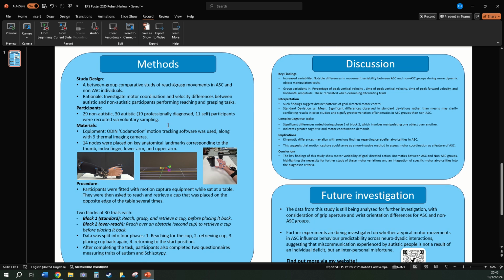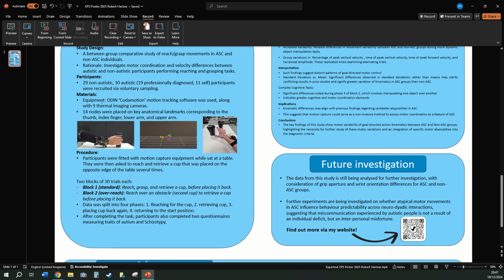So what did we do? We did a between-group comparison of reach and grasp movements between autistic and non-autistic people. We're looking at motor coordination and velocity differences. Our participants consisted of 29 autistic and 30 non-autistic people. They were recruited via voluntary sampling.